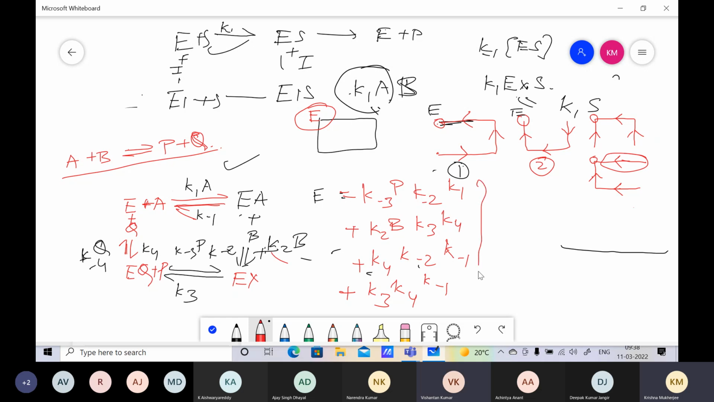And so in the first one, it should be K minus 3 into P into K minus 2 into K minus 1, right? Oh, I made a mistake. Sorry, you are right, absolutely right. Somebody is paying attention. Good. Yeah. So as I said, I was trying to do it too quickly. K minus 1, K3. Okay.